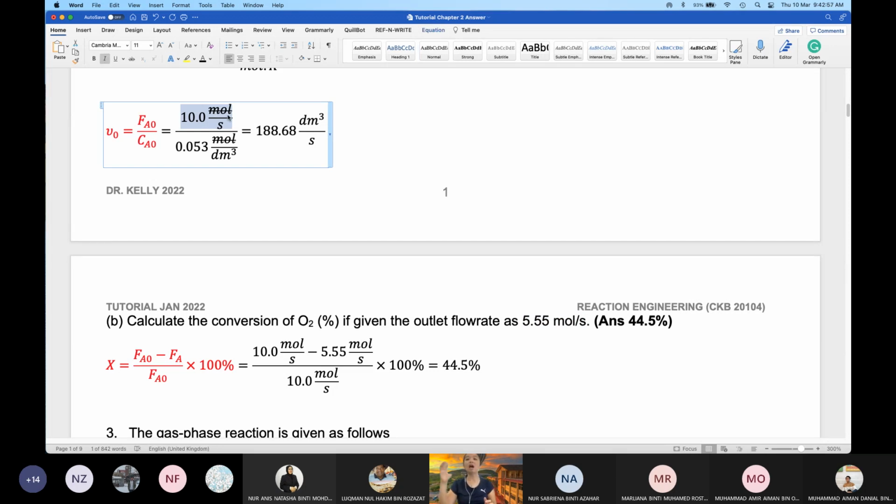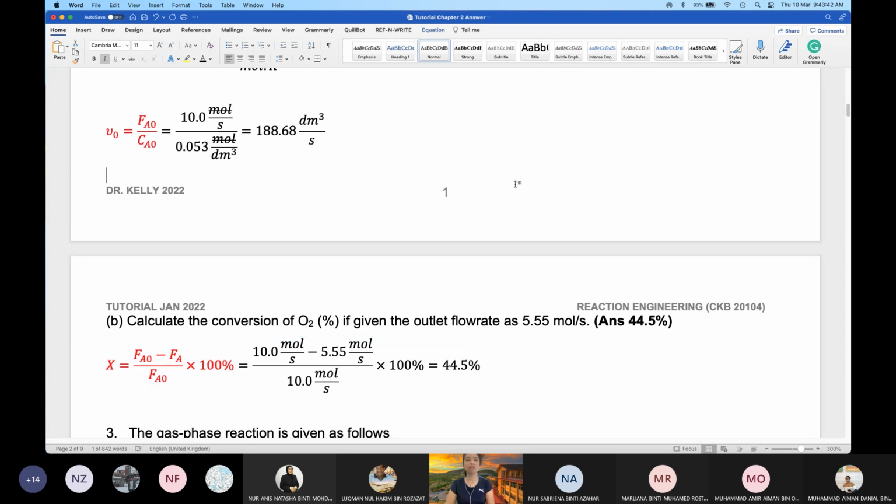In part B, they add the outlet molar flow rate. We know FA naught, and we know FA. So we can directly find the conversion, straightforward. Conversion equals in minus out divided by in. Inlet molar flow rate FA naught minus outlet molar flow rate FA, divided again by the inlet molar flow rate FA naught. So 10 minus 5.55 divided by 10. Since they want it in percent, you have to multiply with 100%. If we don't multiply with 100%, it becomes a fraction. They want percentage, so just multiply with 100%. When you calculate correctly, you will get 44.5%.